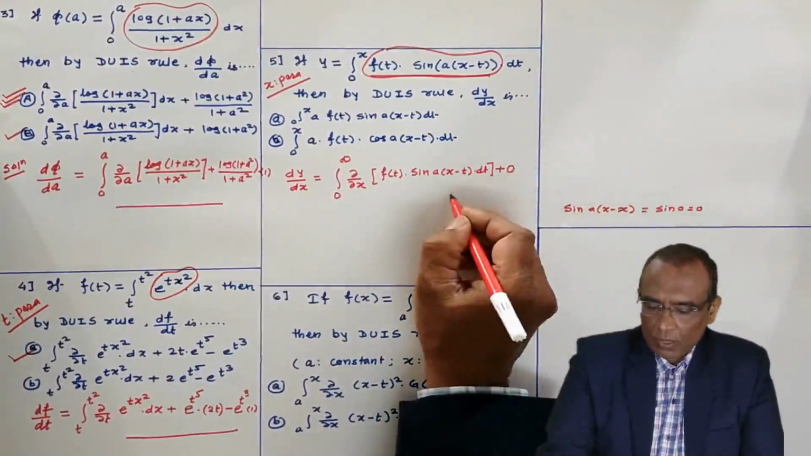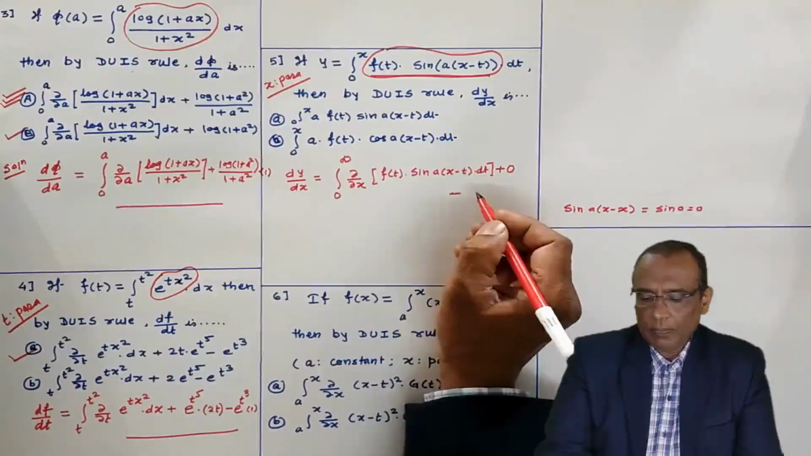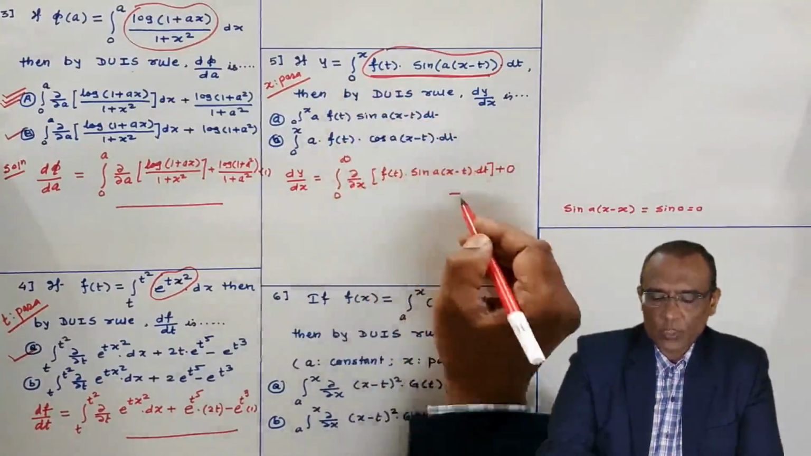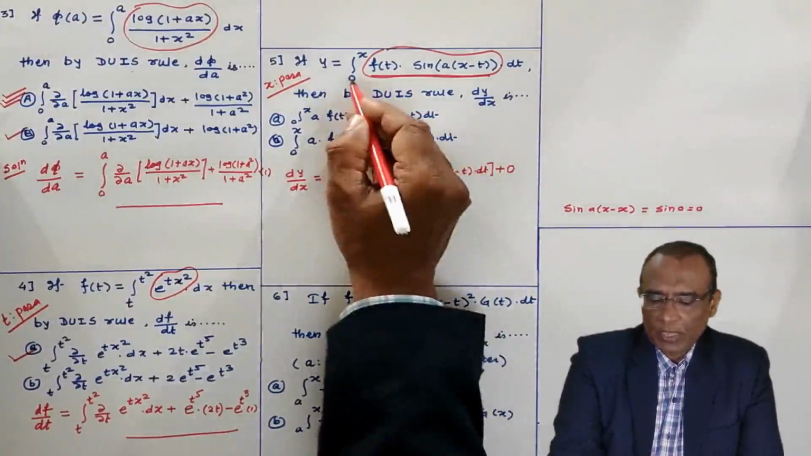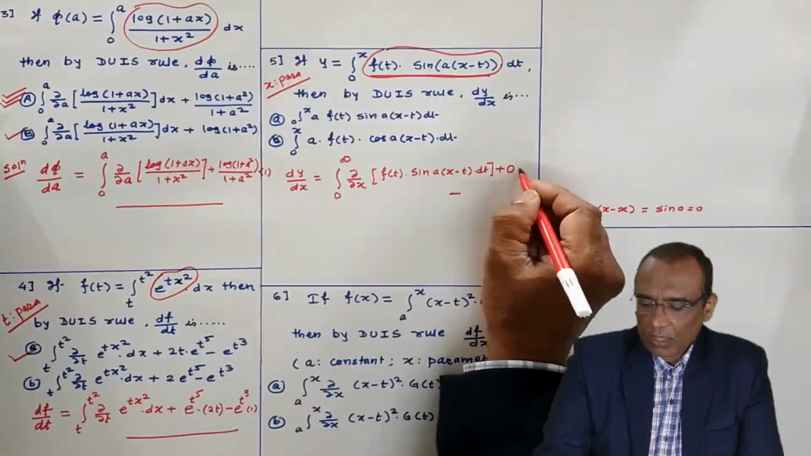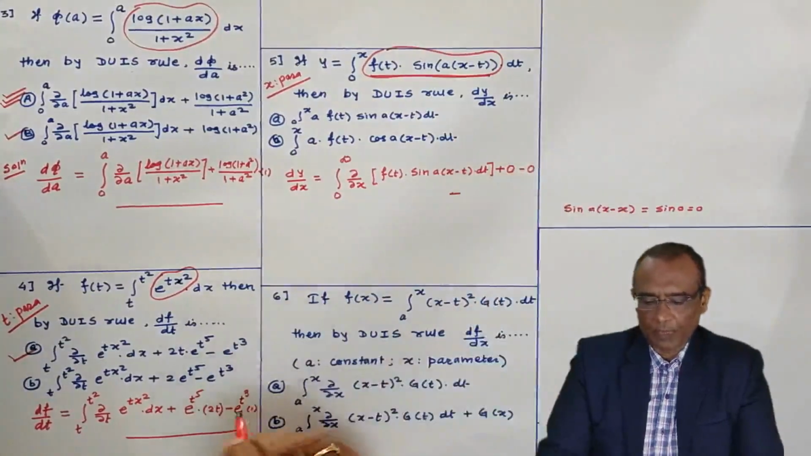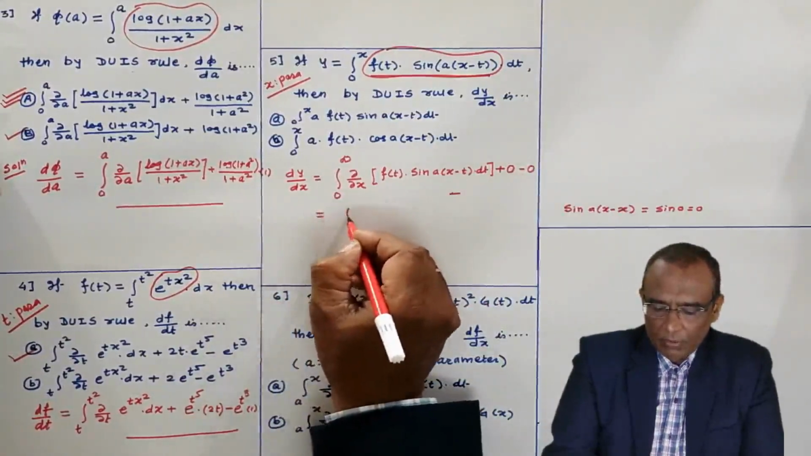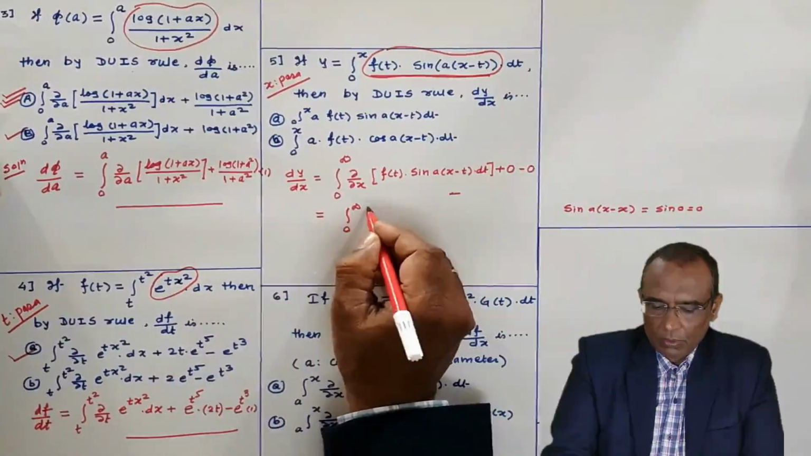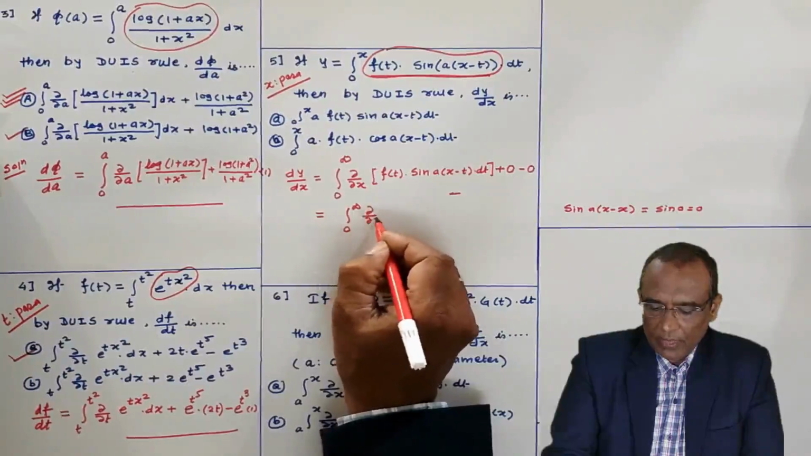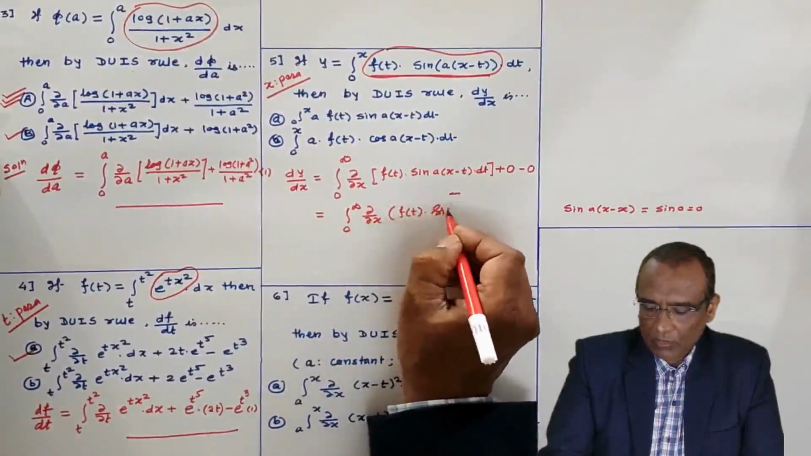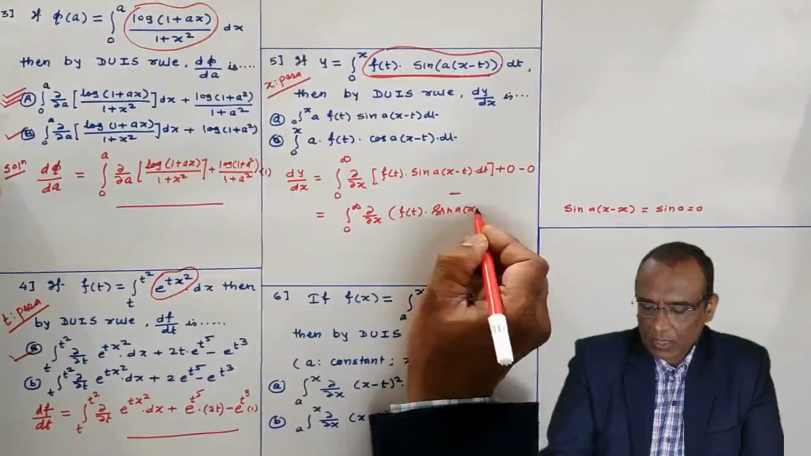Now minus the third term. In the third term, the lower limit is constant. This third term corresponds to the lower limit. Therefore the derivative of 0 will be 0. This third term is 0. I am writing here like this. Now the derivative of f(t), the same thing I am writing, sine of a x minus t dt.